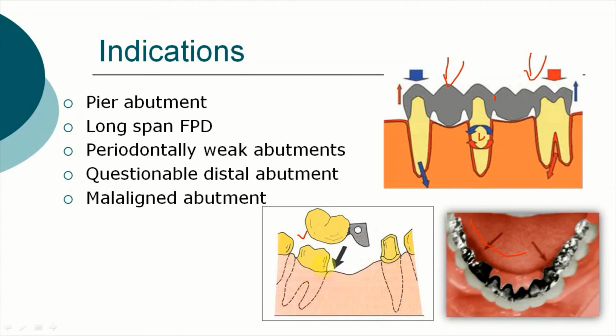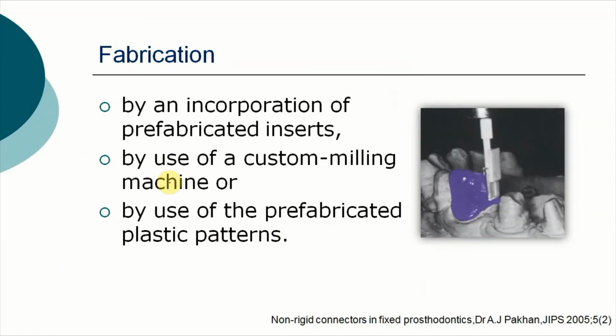And also if the distal abutment is questionable and has to be removed after some time, we can remove it without disturbing the other part of the FPD. And also in the case of a malaligned abutment, the abutment long axis will be in a different direction, so we cannot give a single path of insertion to the whole FPD. So in such a case also we can go for a non-rigid connector.